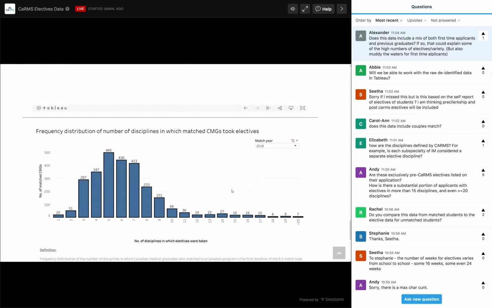Alexander, does this data include a mix of both first-time applicants and previous graduates? Yes, it does. If so, that could explain some of the high numbers of electives and variety, but also muddy the waters for first-time applicants. Alexander, brilliant. Thank you very much for clarifying that particular element, which certainly would explain some of the long tail on this. So that's terrific.